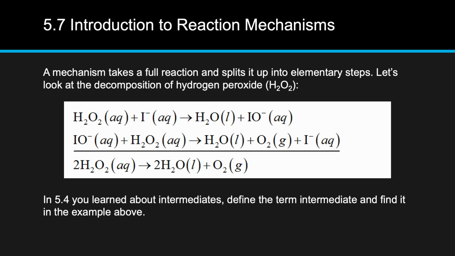In 5.4, we learned about intermediates. Remember, an intermediate is something that is created and consumed in the same mechanism. So here we can see in our first elementary step, hypoiodite, or IO negative, is created, but in the second elementary step, it is going to be used up. So when we create our final net reaction, it is not in that reaction because it cancels out on both sides.